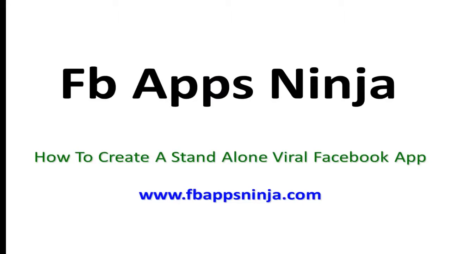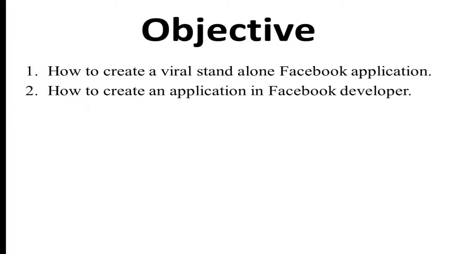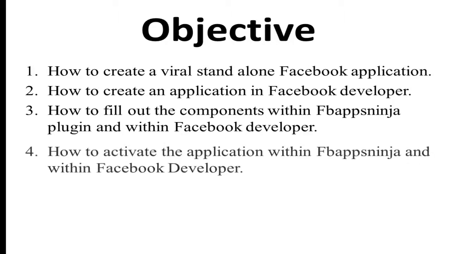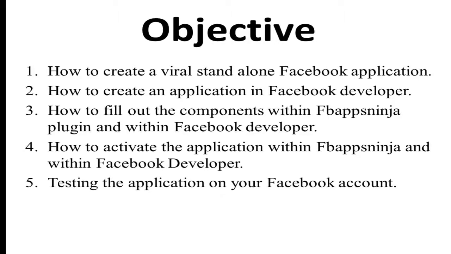And within this video tutorial, we're going to be talking about how to create a standalone viral Facebook application. The objective of this video is for you to learn how to create a viral standalone Facebook application, how to create an application in Facebook Developer, how to fill out the components within Facebook Apps Ninja plugin and within Facebook Developer, how to activate the application within Facebook Apps Ninja and within Facebook Developer, and testing the application on your Facebook account. So with that said, let's just jump right into it.